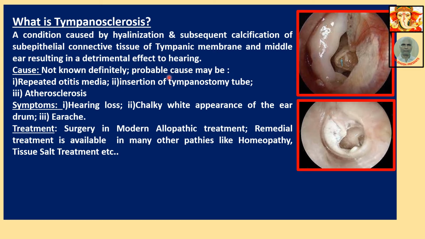Cause not known definitely. The problem may be caused by repeated otitis media, insertion of a tympanostomy tube, atherosclerosis. Atherosclerosis is a disease of the arteries, blood vessels. Symptoms: hearing loss, chalky white appearance of the eardrum, tympanic membrane, and earache. Treatment: surgery, modern allopathic treatment. Remedial treatment is available in many other pathies like homeopathy, tissue therapy, etc.